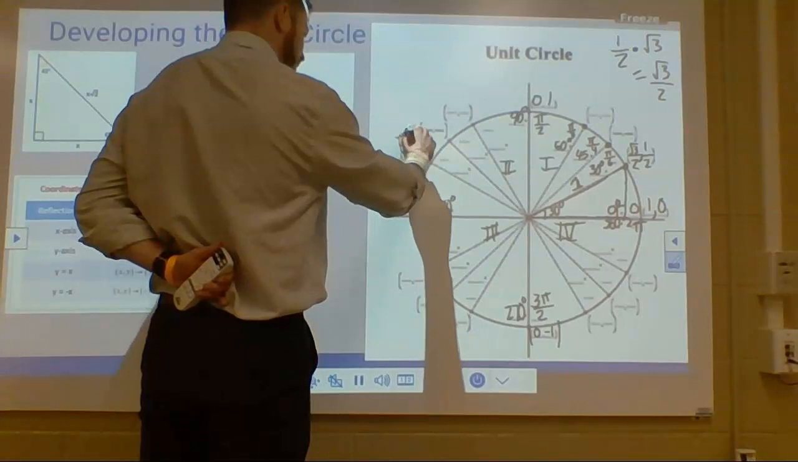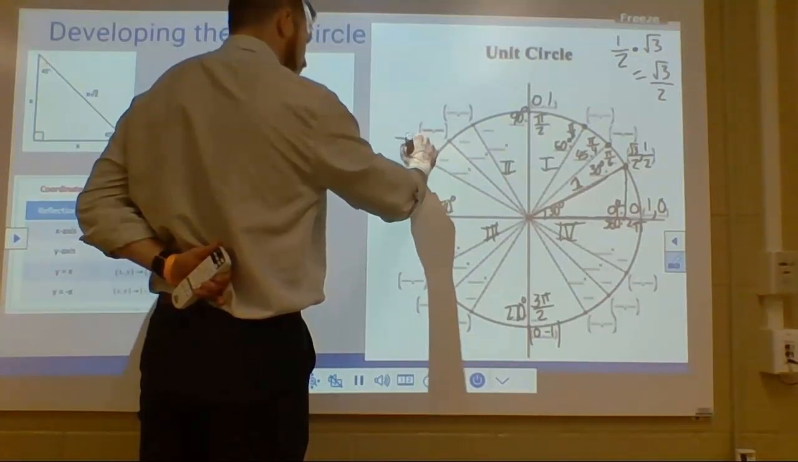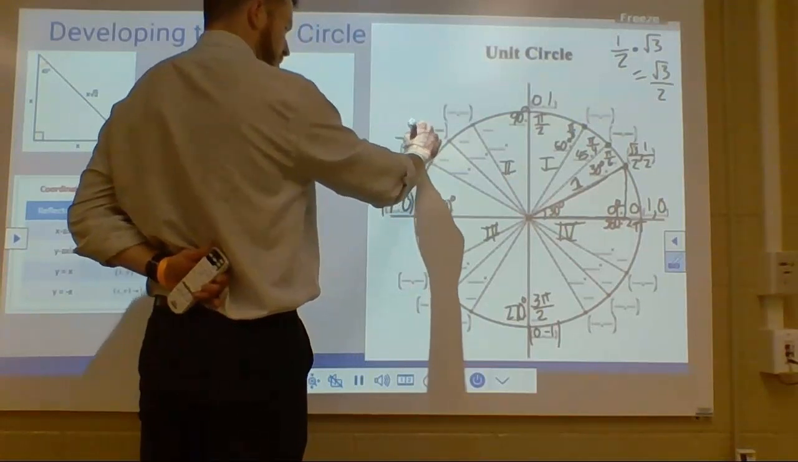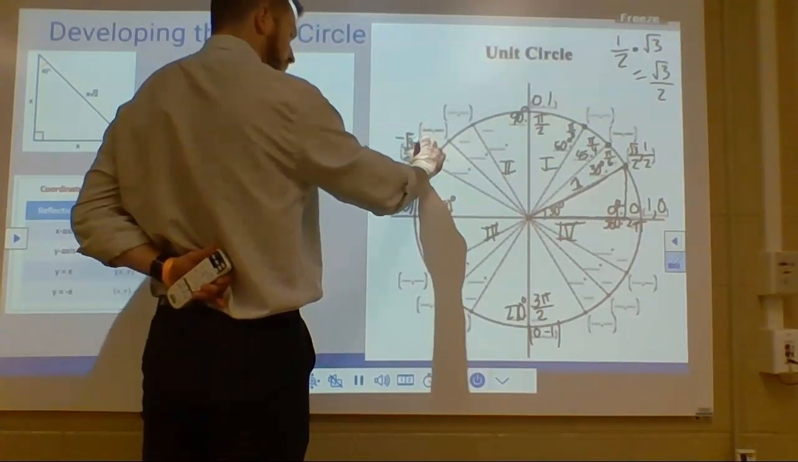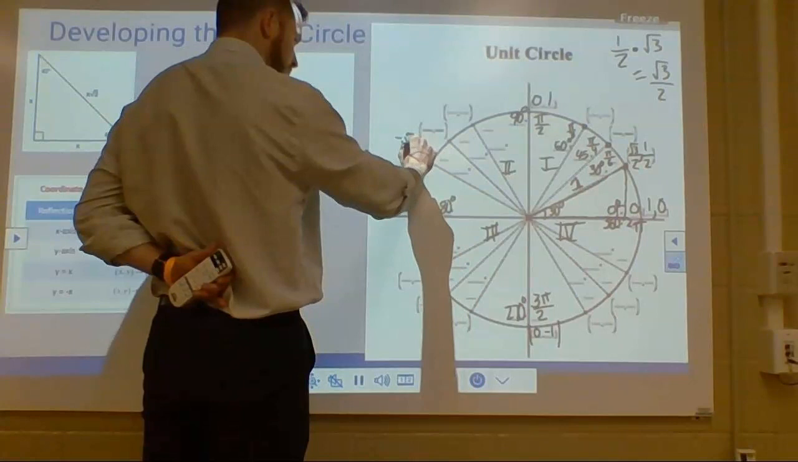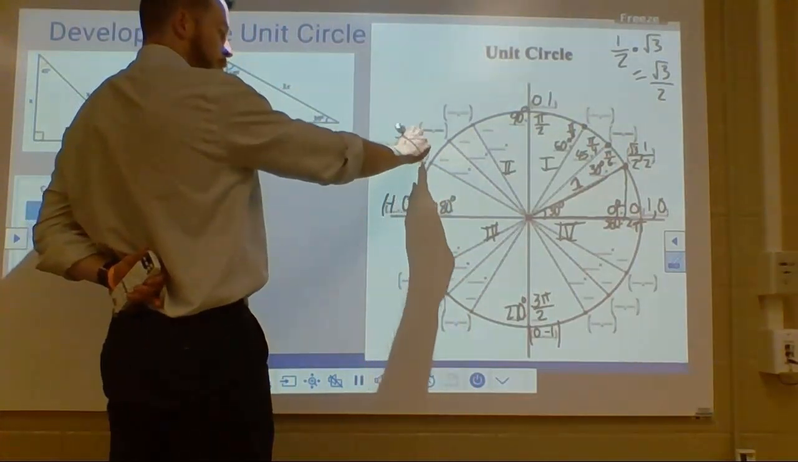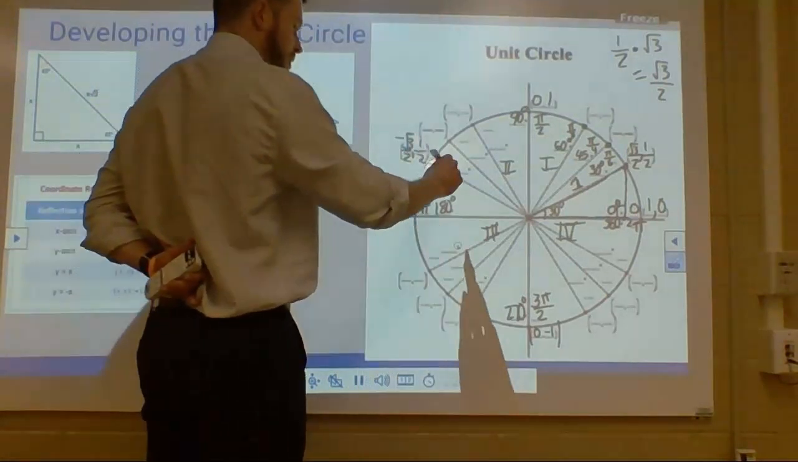So I'm going to reflect this across the y-axis, and that makes the x value change sign. So I'm going to have negative square root of 3 over 2, comma, and then the y value stays the same, so it's going to stay 1/2. That's going to be the coordinates over here.